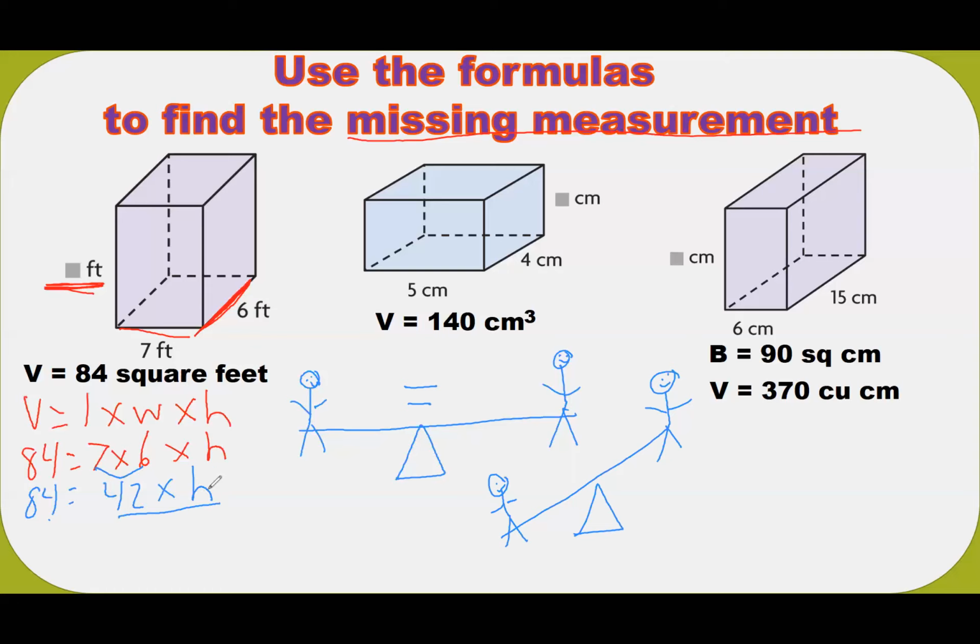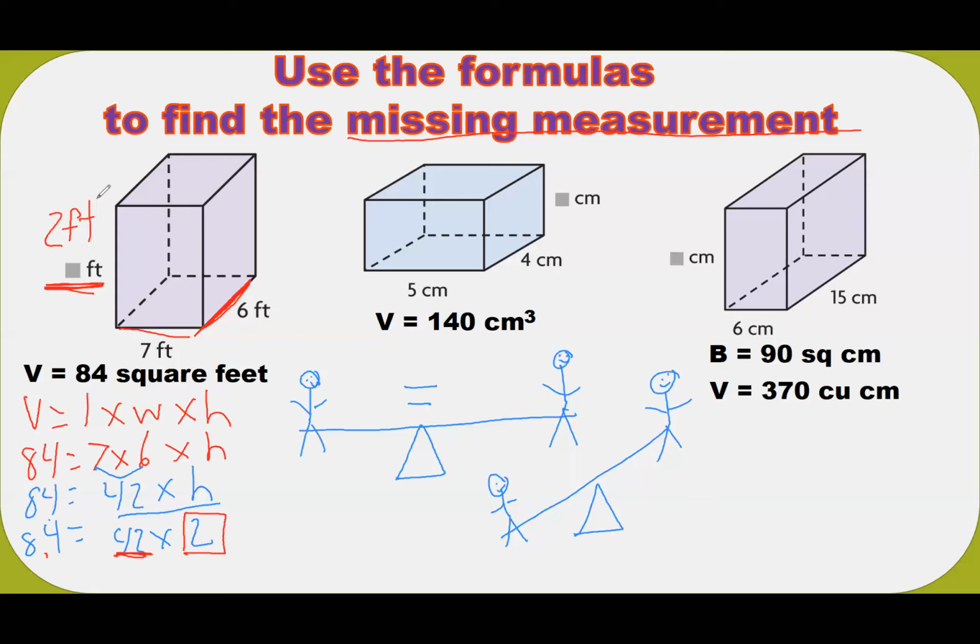So I just need to find out what h is. What number times 42 equals 84? Well, I see something here. I see that 2 doubled is 4 and 4 doubled is 8. So that tells me that 42 times 2 equals 84. And that's really great because 84 is the base times the height. So my height is 2 feet.